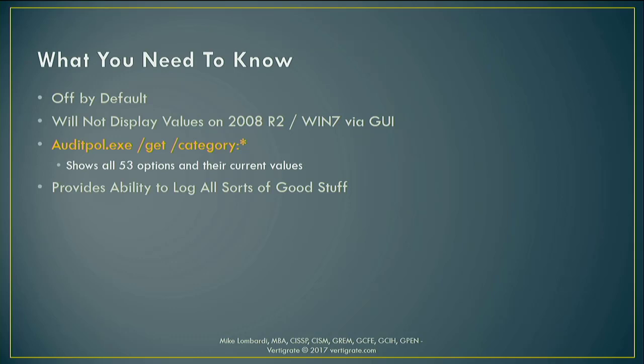So what do you need to know? Again, it's off by default, so check it. If you check it on a Windows 7 machine, run that orange command. Don't look at your GUI. Your GUI is going to tell you nothing's configured. In Windows 8, I believe we actually start to get feedback from this. Auditpol, nice and simple. It'll show you the output we just had on the previous screen.